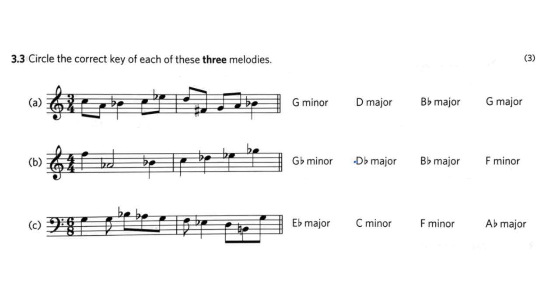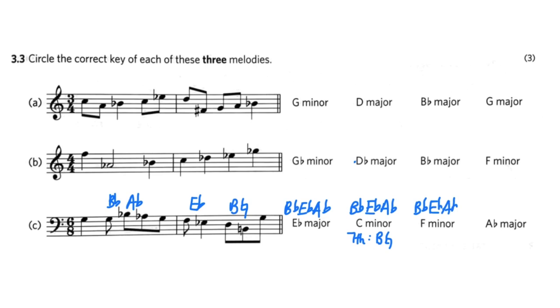We do the same for the last question. There are B flat, A flat, E flat, and a B natural. We look through the answers. E flat major has 3 flats, B, E, A flat. C minor also has B flat, E flat, and A flat. The 7th note will be a B natural. And for F minor, there are 4 flats, B, E, A, D flat. And the 7th note will be an E natural. Whereas A flat major also has 4 flats, B, E, A, D flat. So the only answer possible will be C minor.